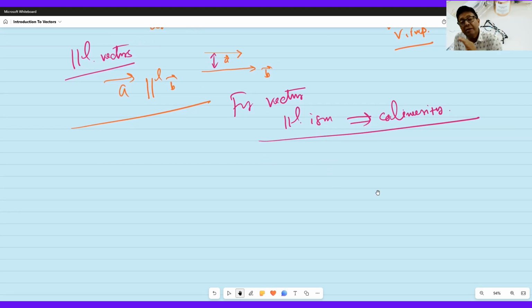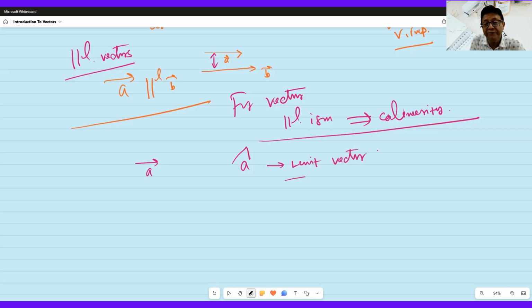There are many other types of vectors, but I will be telling you those chapter wise. Right now, let us proceed to understand the magnitude of a vector and the unit vector. When you use this symbol, this is just a vector. When you use this symbol, this is also a vector, but it has a special name. This is called a unit vector. What is that?